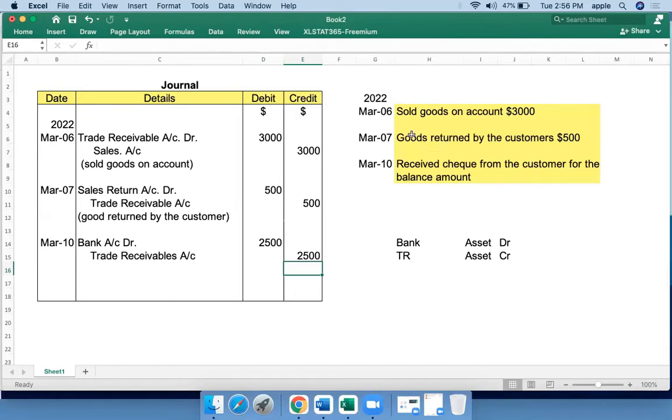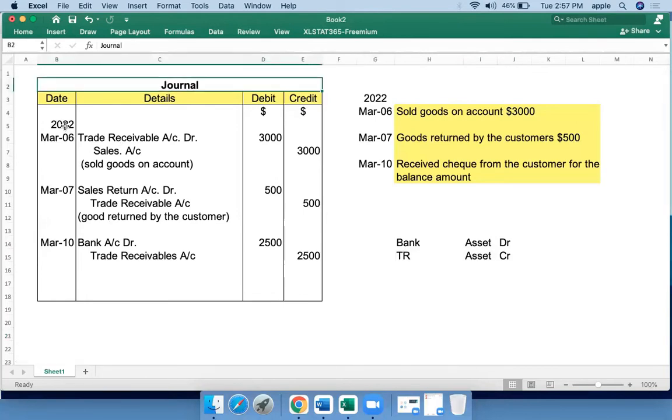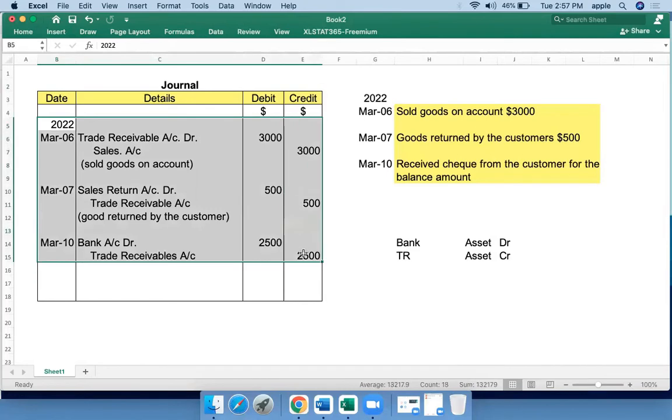Today's new topic is returns. Whenever goods are returned: when we buy goods and return them, we use purchase return. When we sell goods and they are returned by the customer, we use sales return. So these basic entries we have learned. Now I will explain ledger posting. After the journal, we post all these transactions. We transfer the transactions from journal to ledger.